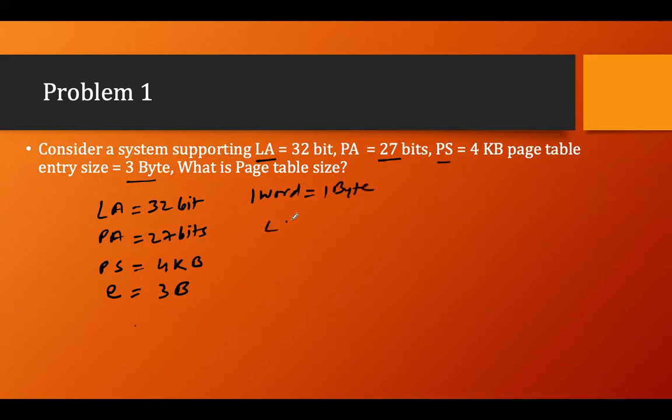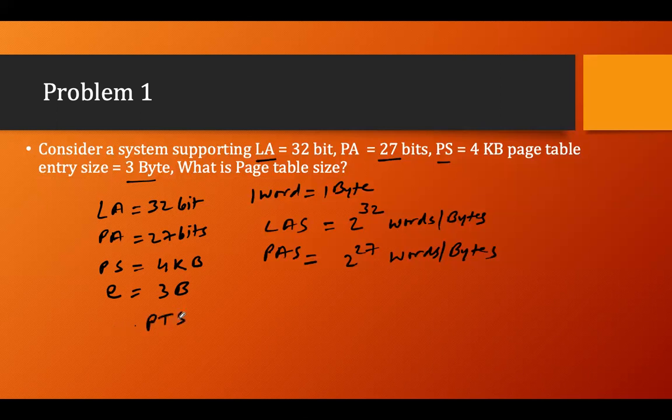So what is the logical address space? It is 2 to the power of 32 words, or you can say bytes. What is the physical address space? It is 2 to the power of 27 words, or you can say bytes. Both are correct. We don't have to bother about this now. Let's talk about the page table size.